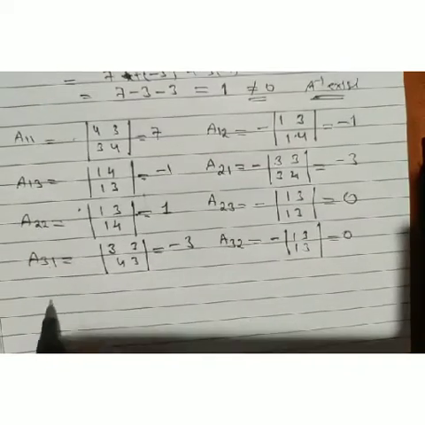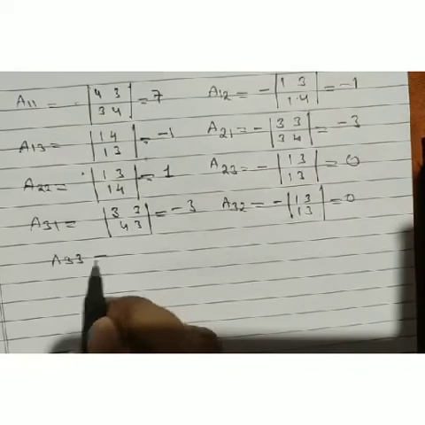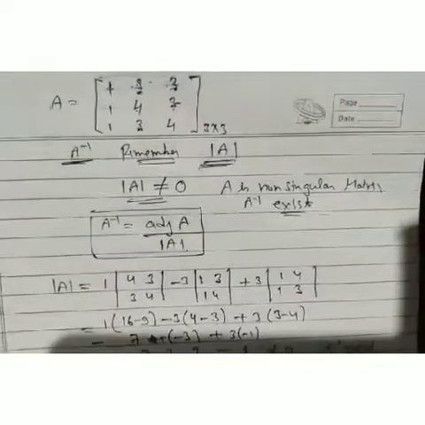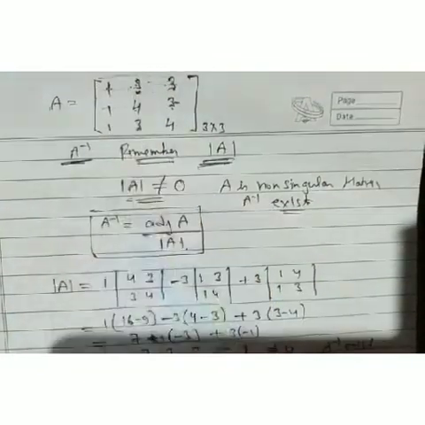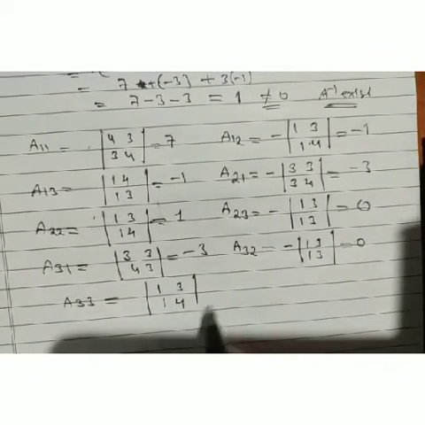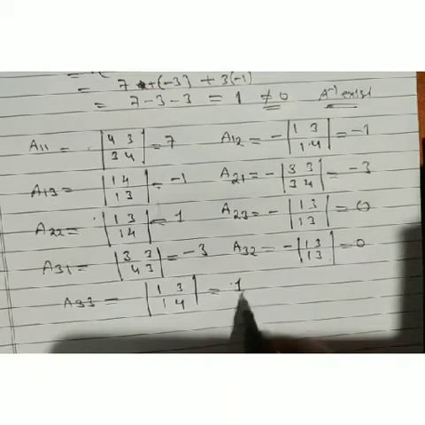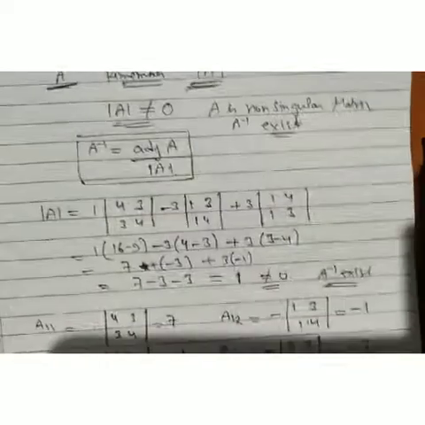Now the last cofactor is what? We are going to find out A33 there. Plus minus plus, it's a positive sign. Our last cofactor is of 4. Within this row and column we have 1, 3 and 1, 4. What do we do? 4 minus 3, we have 1 here. We get 1 there.